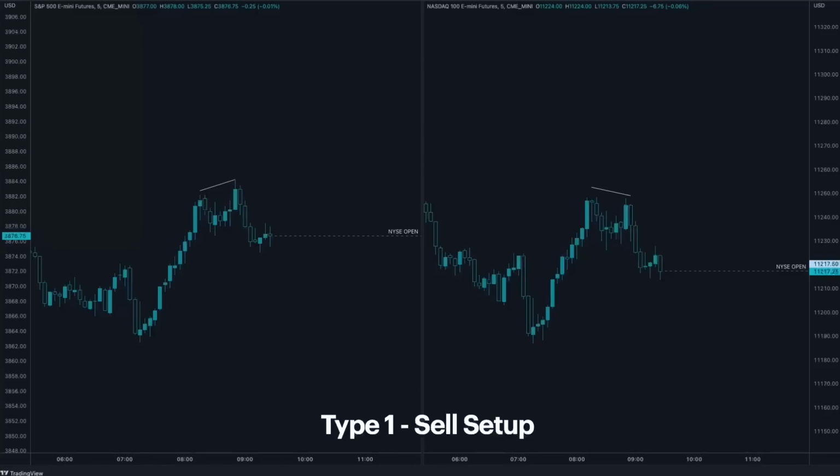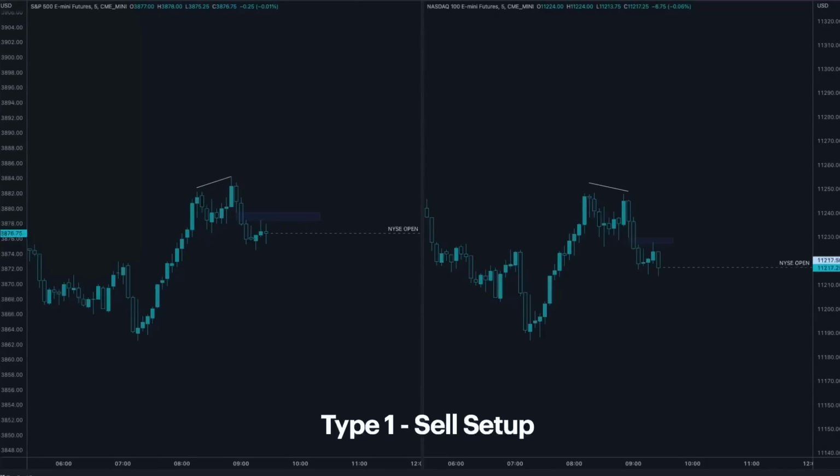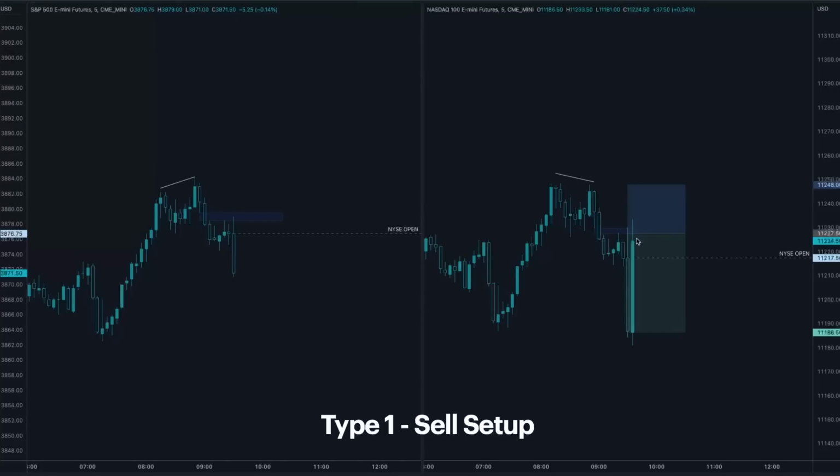So here we have a type 1 sell setup shaping up where we have our liquidity grab on S&P, our divergence on NASDAQ. We have our little displacement. We can see we have our fair value gap here. And then after the open, price taps in on NASDAQ into our gap and shoots straight down to our target. Great, we made 2R. But what else is apparent on this day?